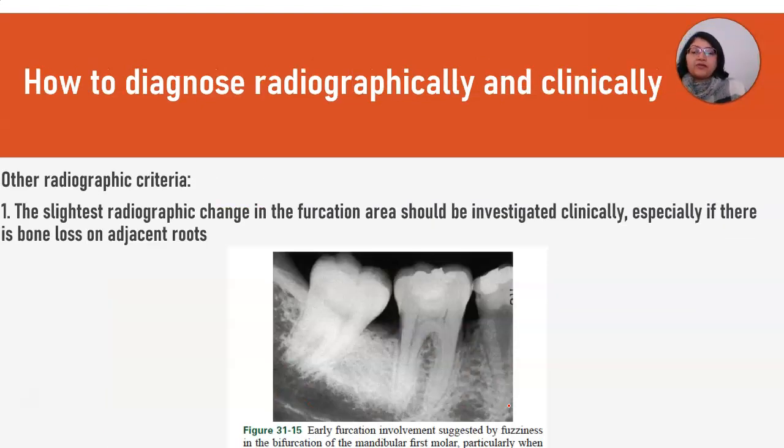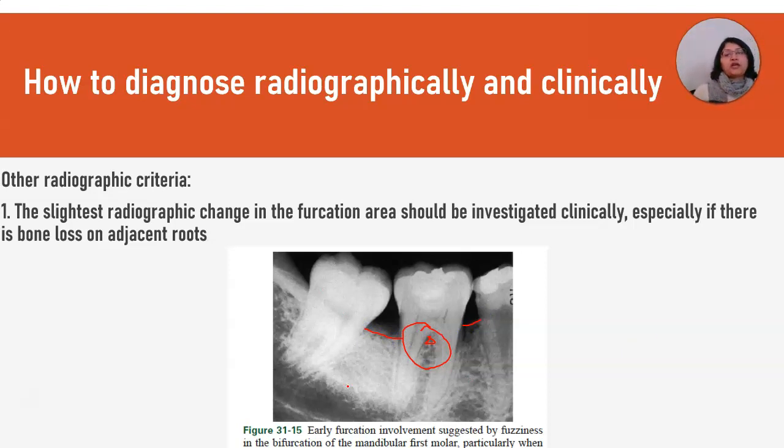Now, another radiographic criterion. The slightest radiographic change in the furcation area should be investigated clinically, especially if there is bone loss on adjacent roots. Like I said before, for grade 2 furcations, you will not surely be able to see the radiolucency that we talked about. But if you see here, there is a tiny radiolucency happening, this one, which is very tiny, and you can see bone loss. So how can you be sure? How can you be sure?